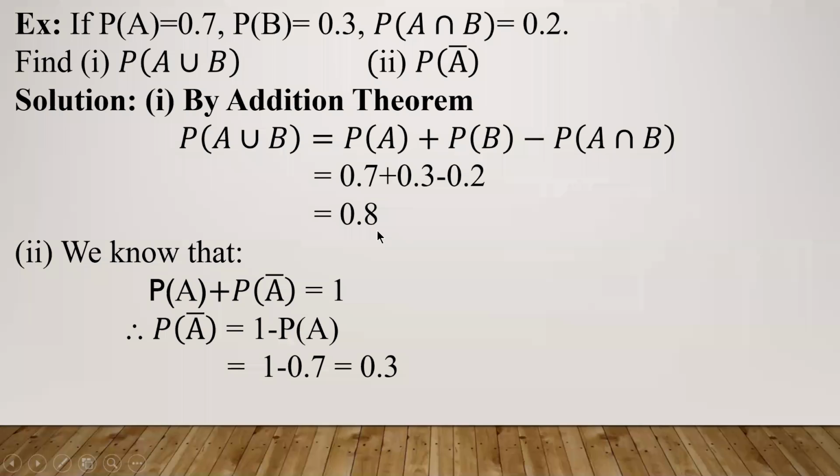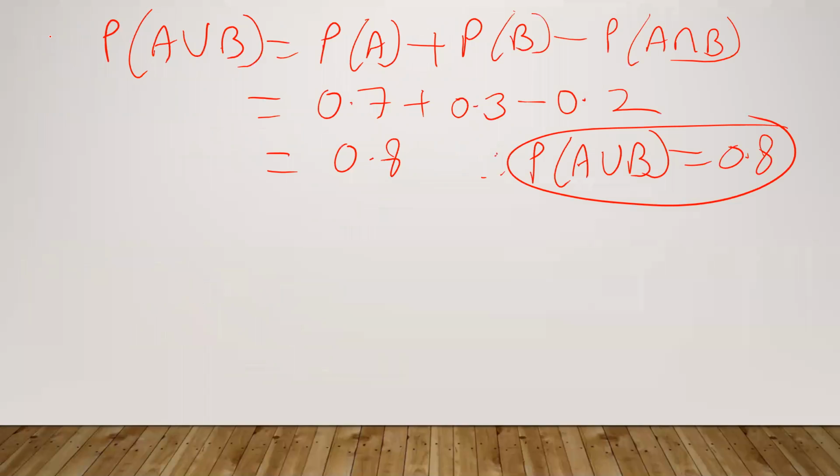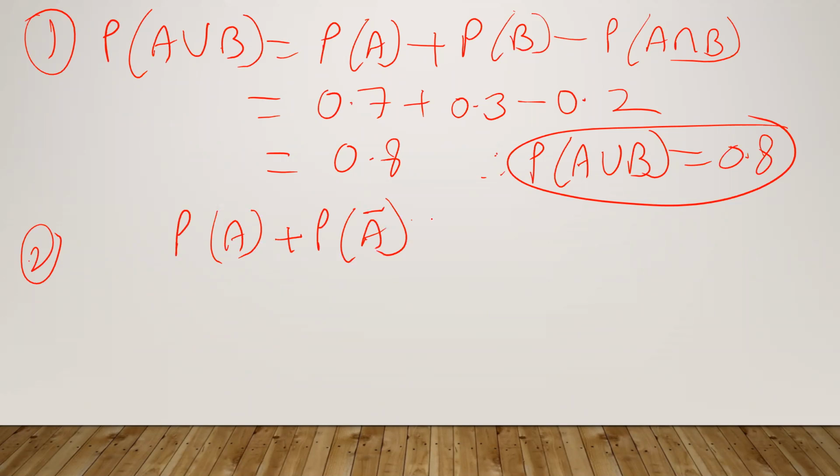Okay. What is the second one? Find the probability of A complement. You are given the probability of A and you have to find the probability of A complement. I told you that if you add the probability of A and the probability of A complement, the answer will be 1. Remember that if you add the probability of any event and the probability of its complement, you will get 1. So for the second one, the probability of any event A plus the probability of its complement is 1.